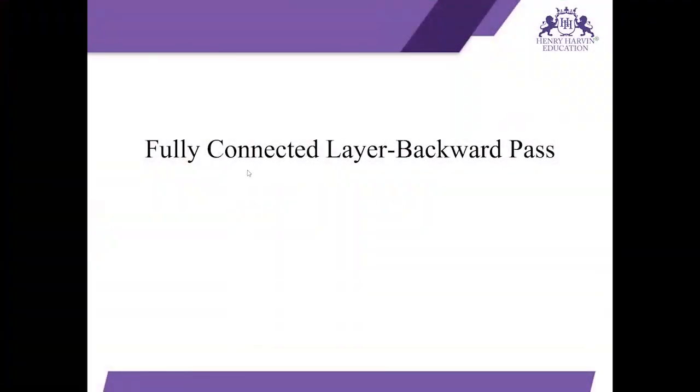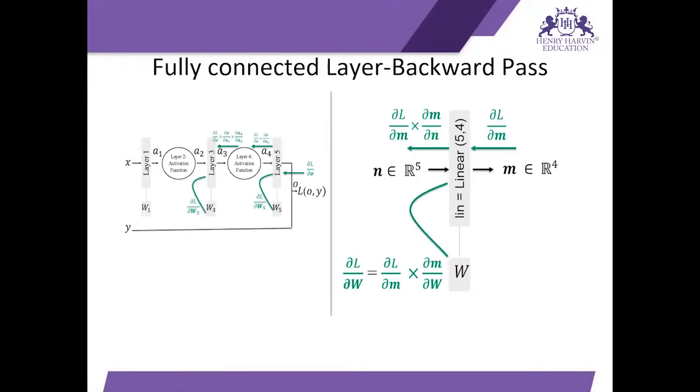In this video, let us discuss the fully connected layer in the backward pass. This is something we should really understand, what goes on under the hood when we use packages such as Keras or TensorFlow. So here you can see some gradients, and this is a row vector, and the size of this row vector is equal to the size of the output.